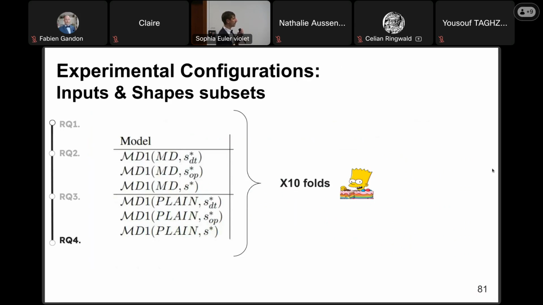So in this context, we fine-tune 6 models. The first 3 models use the markdown abstract of the Wikipedia article as input, and the 3 others use the plain abstract. Aside from it, in the first case we use a shape only containing the data type properties. In the second setup, we use a shape containing only the object properties, and in the last case, we use a shape containing all the properties we focus on. And once again, we use a 10-fold validation to conduct our experiments.